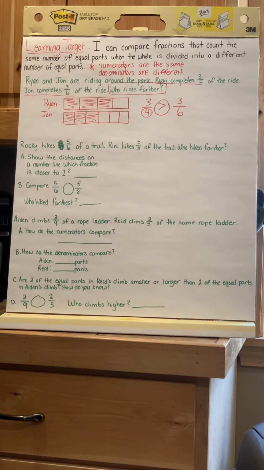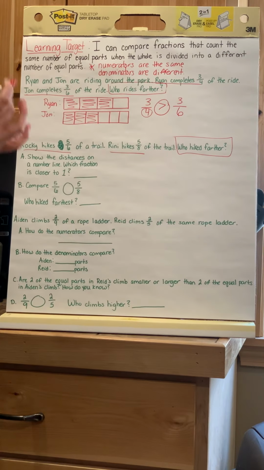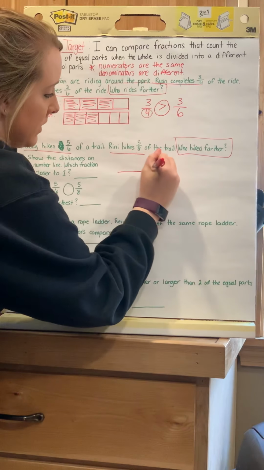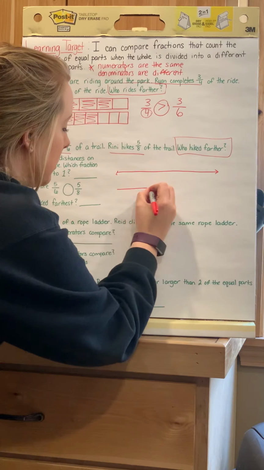Let's move on to number 2. For this, we're going to be using a number line. So, Rocky hikes 5/6 of a trail. Rini hikes 5/8 of a trail. Who hiked farther? Show the distance on a number line. Notice denominators are different. Numerators are both 5. When making a number line, just like with our fraction strips, they need to be the same length.